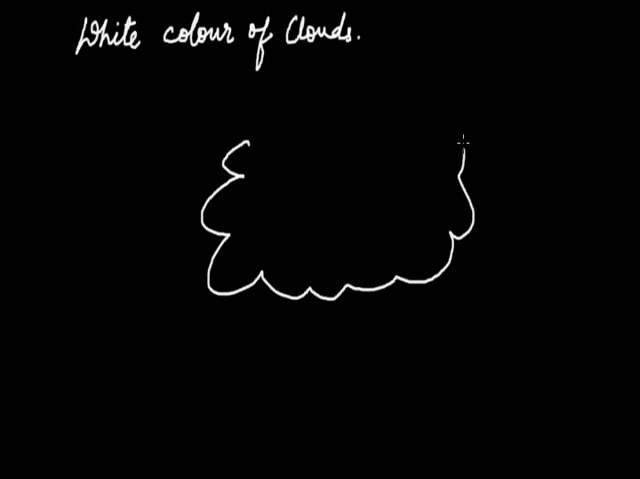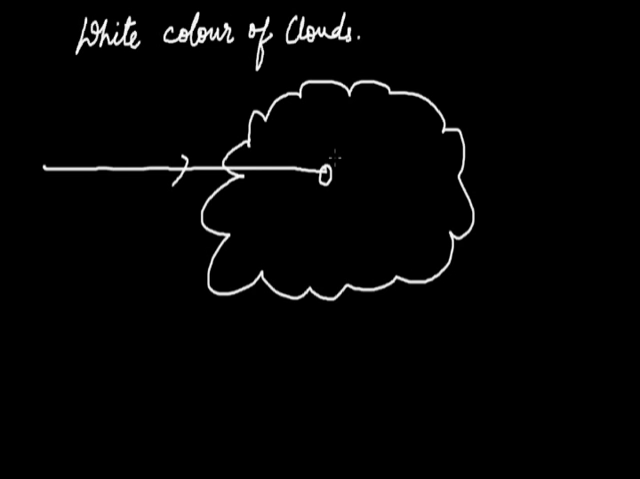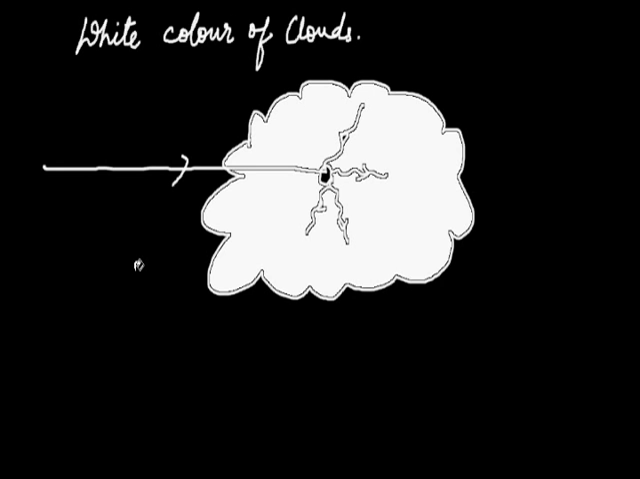See, in the clouds, there are water droplets, and these water droplets are of considerable size. These are not very small like the dust particles. So, the dependence of scattering intensity on the inverse fourth power of lambda is valid when the particles are very small. If they are not small, then what happens? When the light ray is incident on a bigger particle, the bigger particles scatter all the colors in different directions equally, and that's why we observe the cloud as white in color.